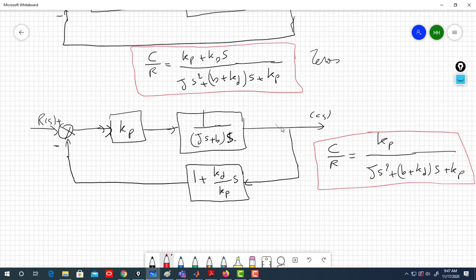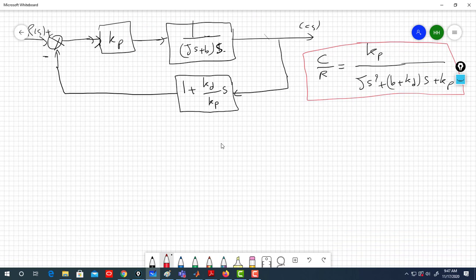Why velocity feedback? Because here you have the derivative term, we are feeding back the derivative of the position. If this is a position, then we take the derivative of your position and it becomes velocity. So we're feeding back the velocity. Okay, so now the question: what is the exercise here?